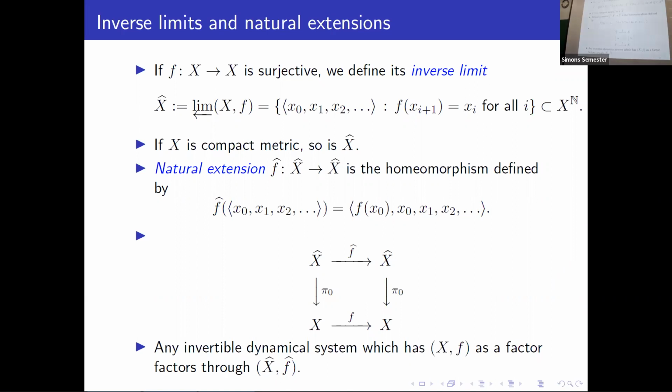Okay, so it's a homeomorphism. The projection onto the first coordinate, that is, this point we're thinking of as being x0 with a history. So the map that sends x0 with its history just to x0 obviously semi-conjugates these things. And again, as René said, if you have any invertible dynamical system which has this as a factor, well, it factors through the inverse limit. So it's the minimal invertible system which has the one you're interested in as a factor. You pay for the convenience of constructing a homeomorphism, as we'll see, and as René explained very eloquently, in a complicated topology for the inverse limit space.